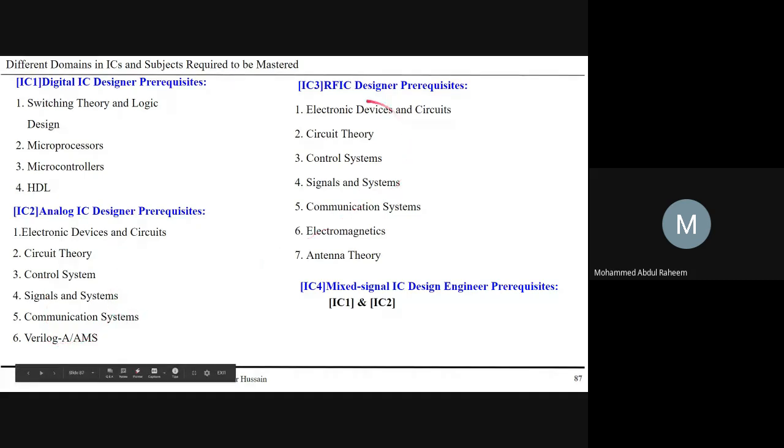Then there are radio frequency ICs. These are the set of subjects one needs to master. Some are mixed signal ICs, like analog to digital converters and digital to analog converters. Here, if you see, these subjects for IC1 and these subjects for IC2, both the IC1 and IC2 subjects need to be mastered by the mixed signal IC design aspirant.